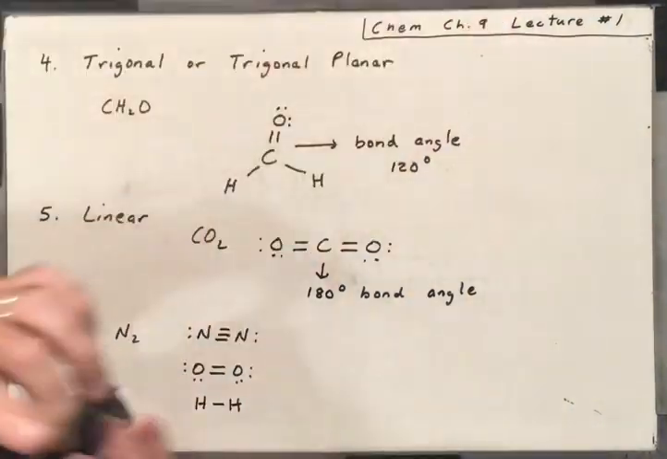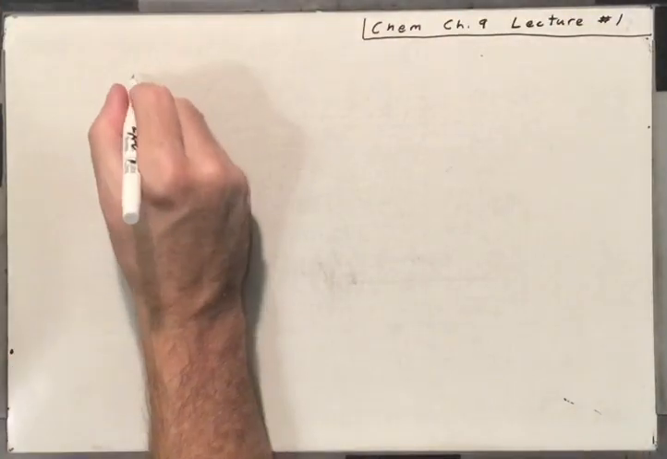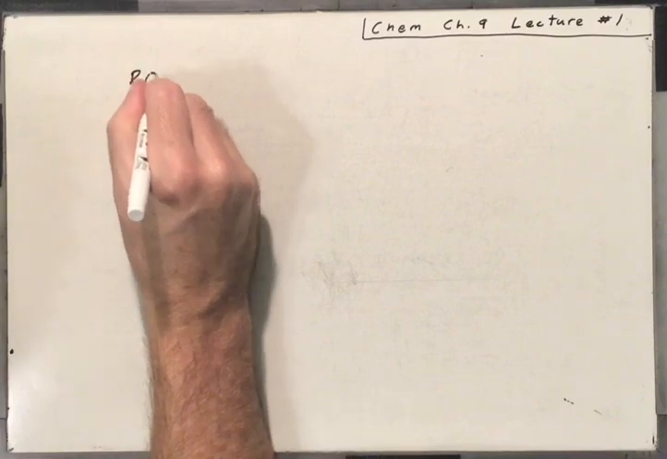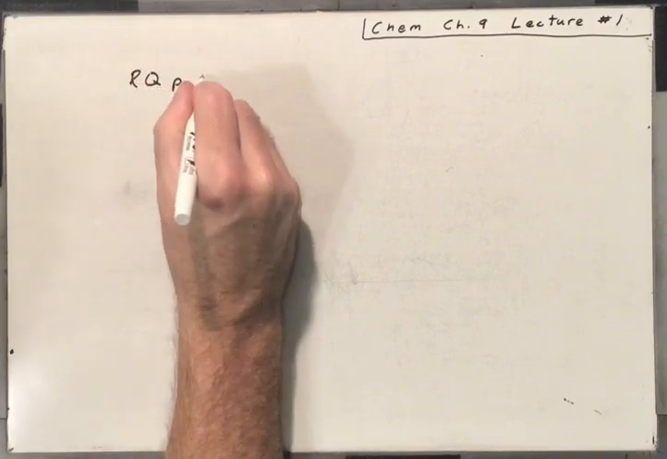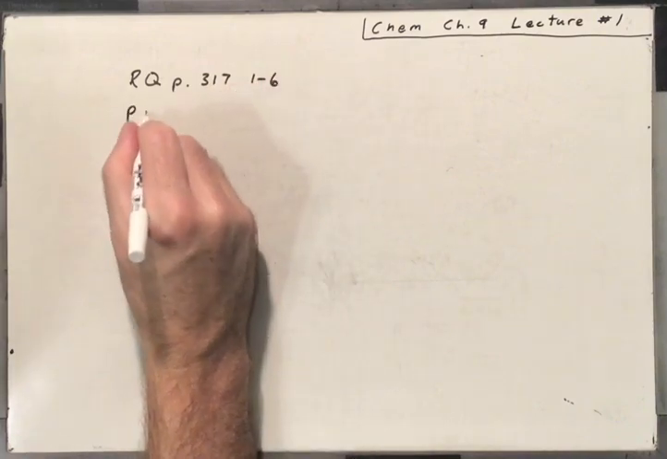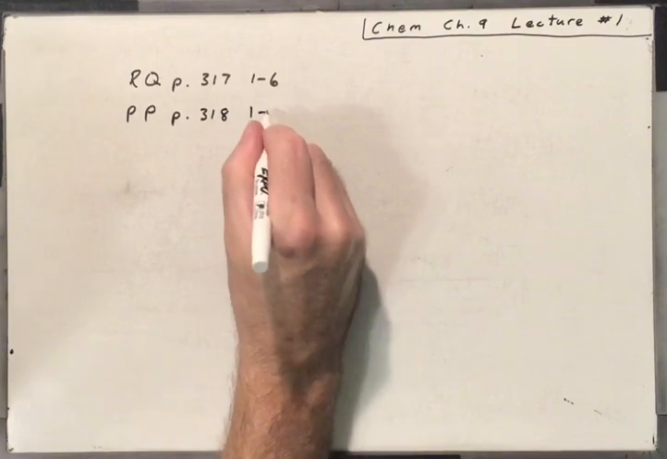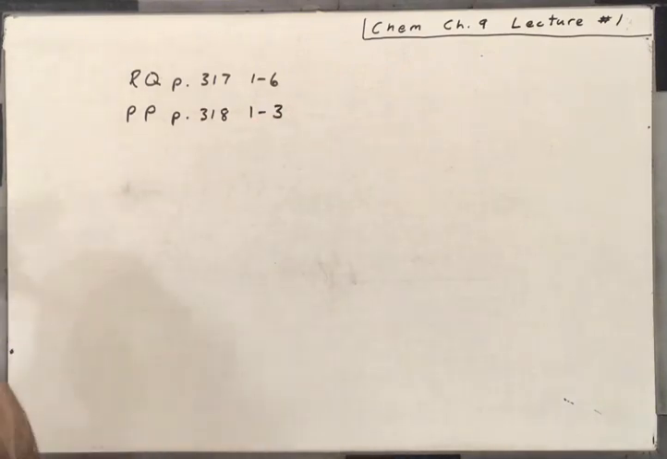So the homework that goes with this lecture, the lecture takes a lot longer than the homework in Chapter 9. The homework that goes with this section is review questions, page 317, 1 through 6. And you can do practice problems, page 318. We're only going to do 1 through 3 for this lecture. So I will talk to you next time.